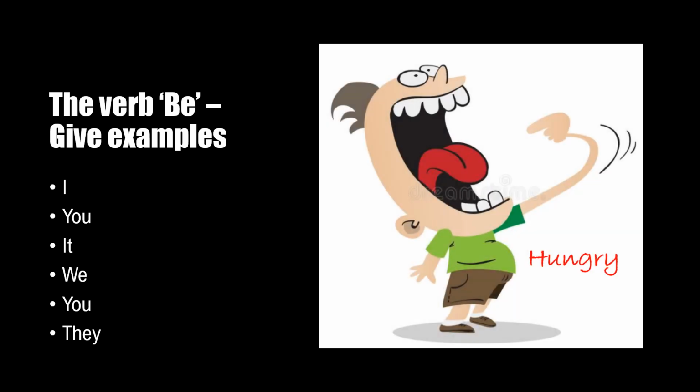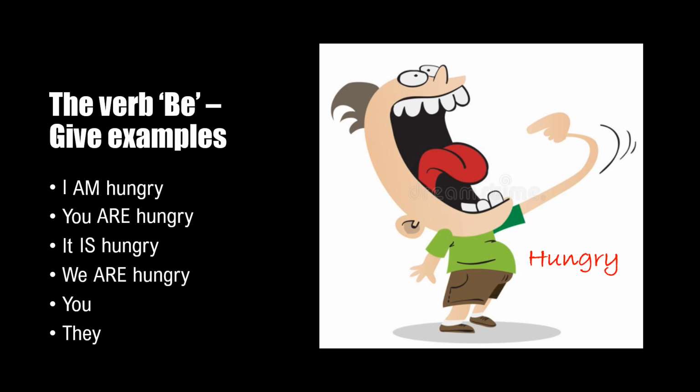We will use the verb be in its different forms, and we will be using the word hungry. Try it. I am hungry. You are hungry. It is hungry. We are hungry. You are hungry. They are hungry. So we have got the verb be in its different forms in these examples.